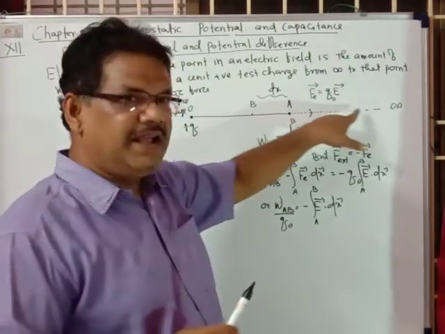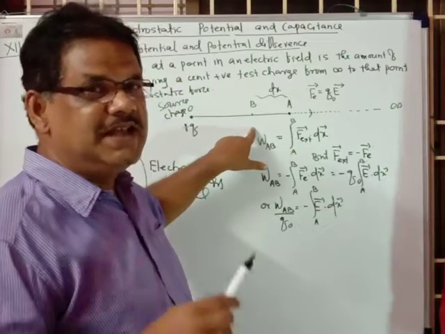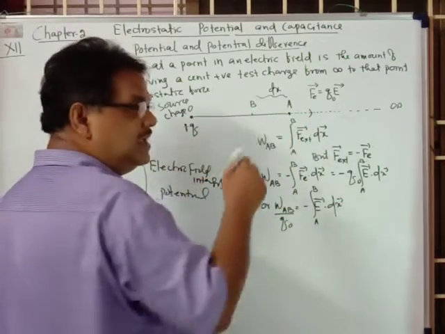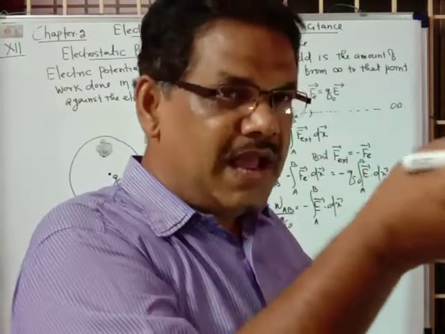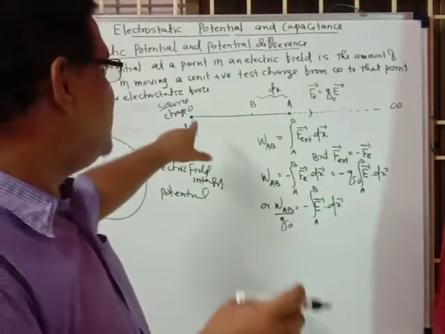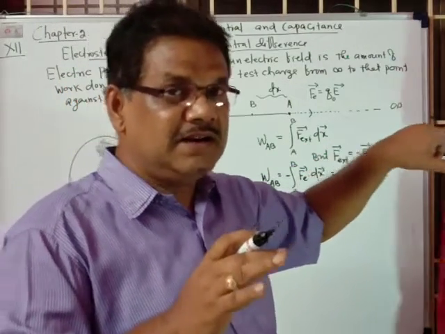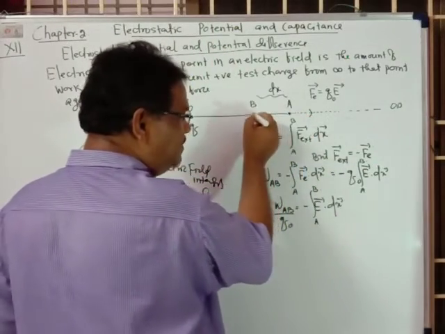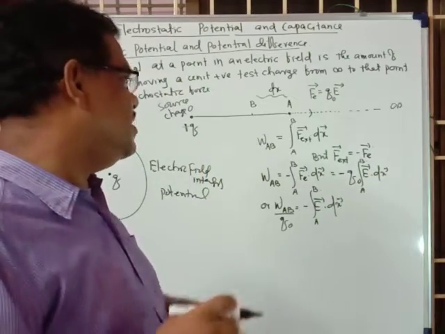So what happens here? Suppose on the way you just take two points A and B. If you bring the test charge from A to B, what will happen? The external agent is bringing the test charge from A to B, and the electric force will repel that test charge. And if you are bringing the test charge from A to B, some amount of work will be done. What amount of work will be done?